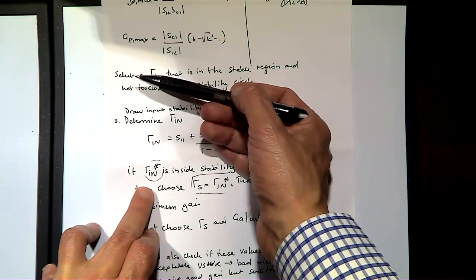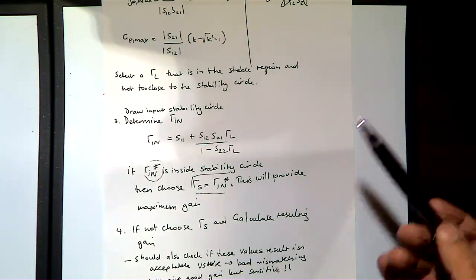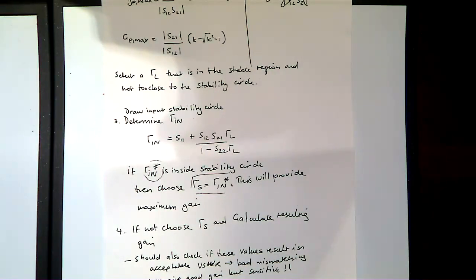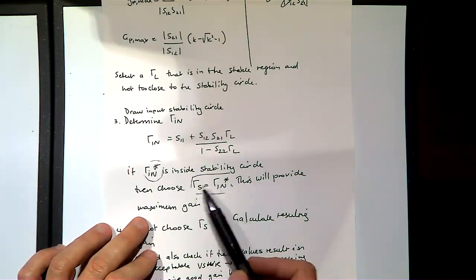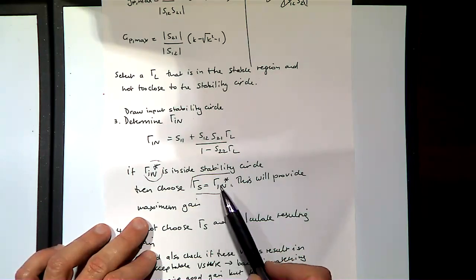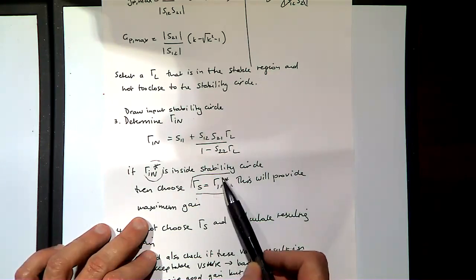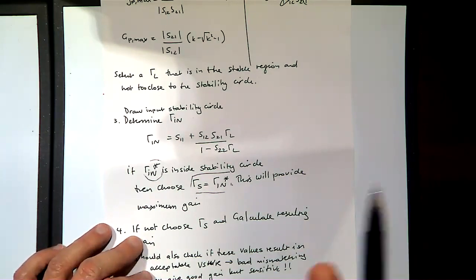and you choose it so that it gives you some desirable property, right? Now, here you can do another thing, which is you're also at liberty to choose some other gamma S, right? You can say, I'm going to choose the source reflection coefficient to be the complex conjugate of the input reflection coefficient. But that's the one that gives you the maximum gain.